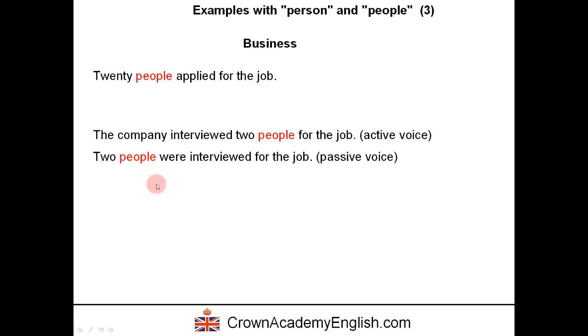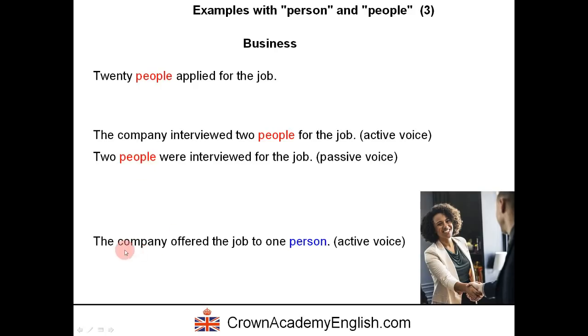And notice, in the passive we have people, then we have the verb be. Here we have it in the past tense, and then we have the past participle, interviewed. And notice we have the plural form of the verb be. Were interviewed. Why is it the plural form of the verb to be? Well, because people is the plural form. Okay?